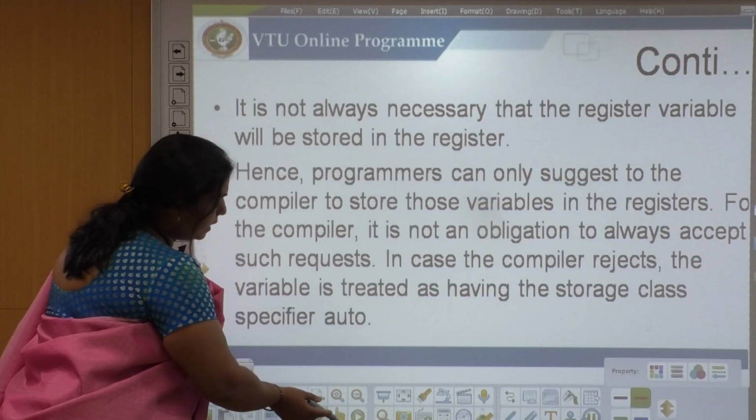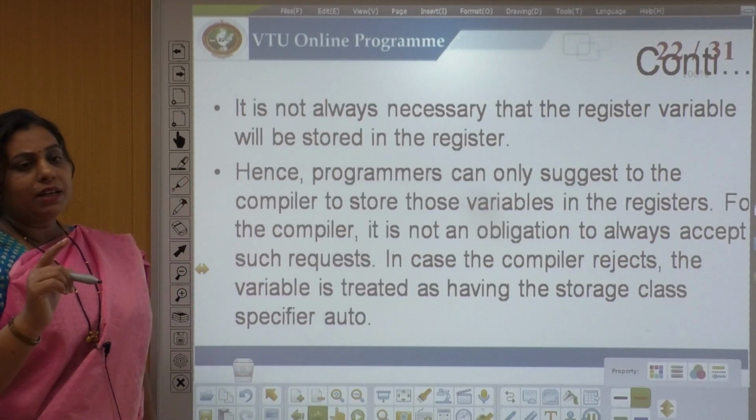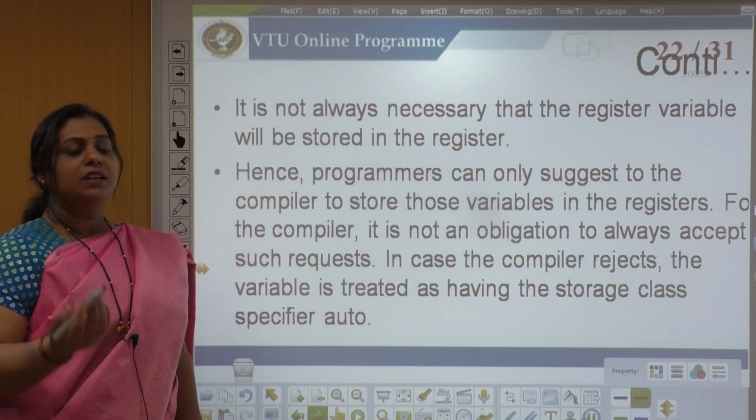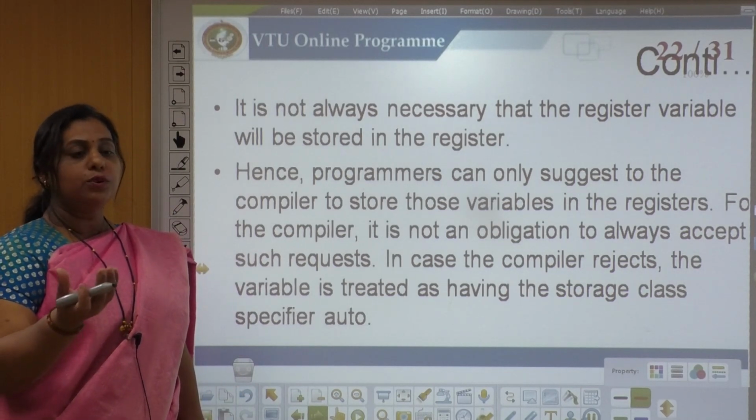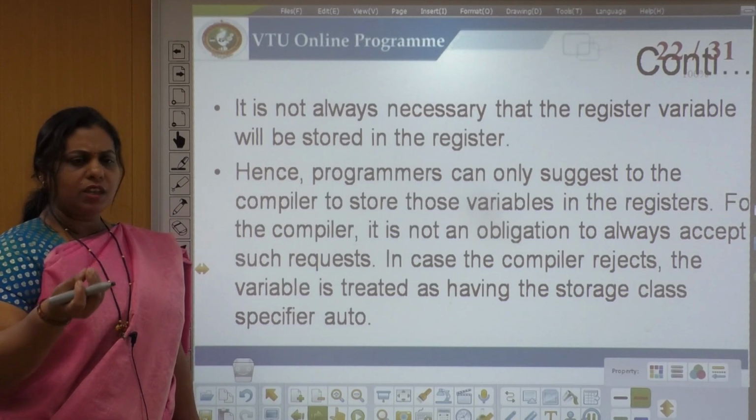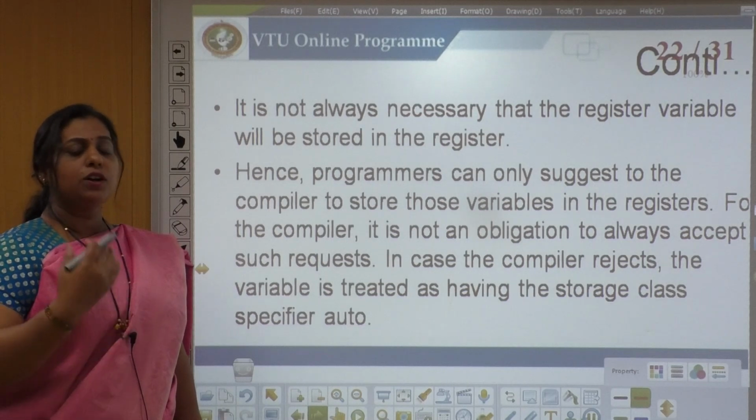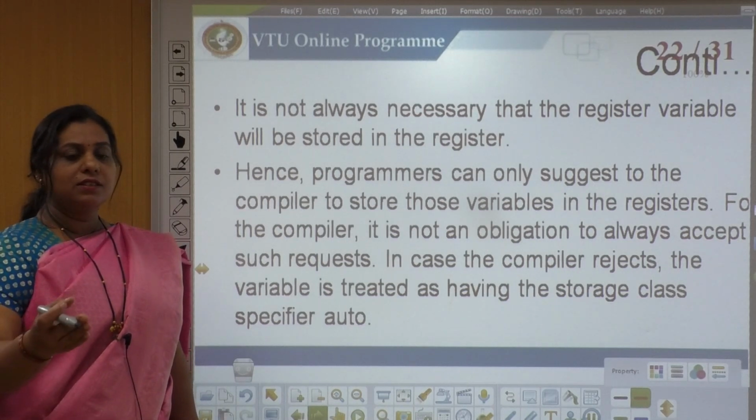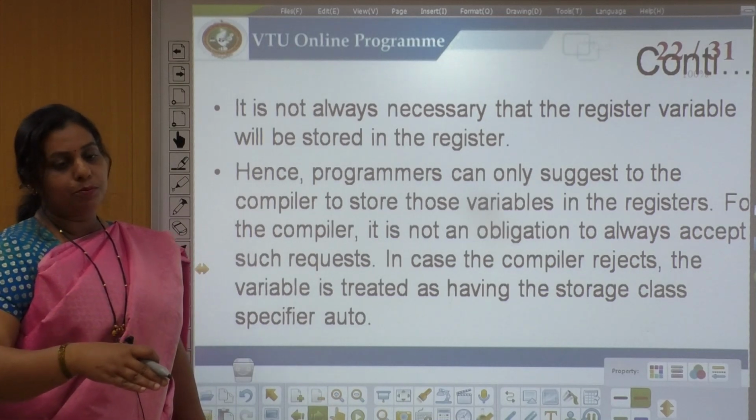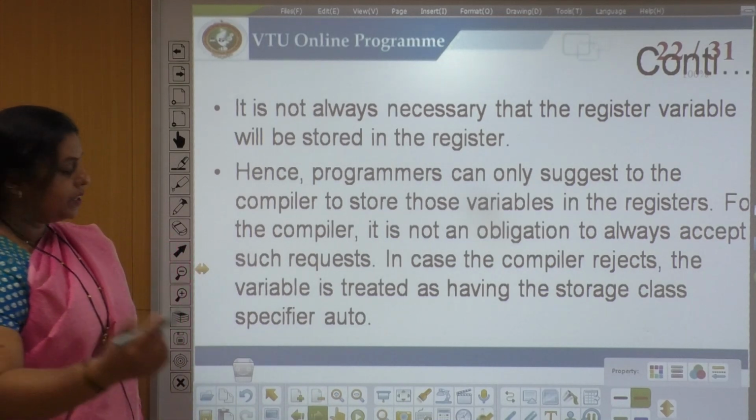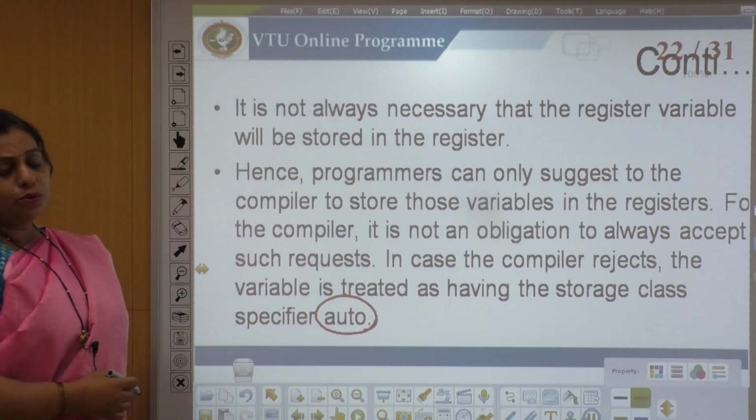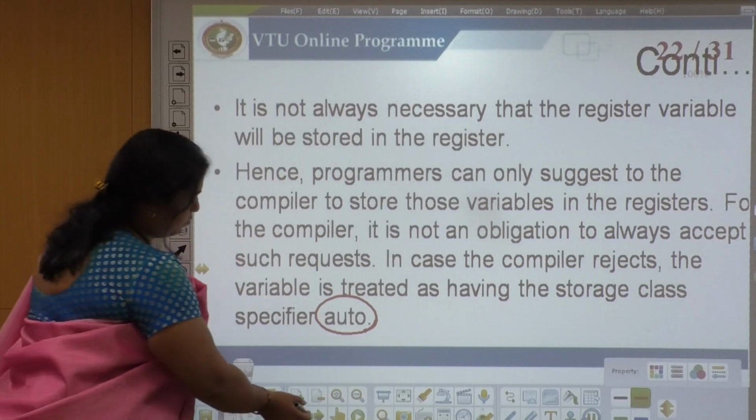And one more thing, the programmer is just requesting to give the register to store the value of the variable, and it depends upon the compiler whether it accepts the request or rejects it. If it rejects it and is not able to allocate the register to store the variable, automatically those variables are treated as auto storage variables again.